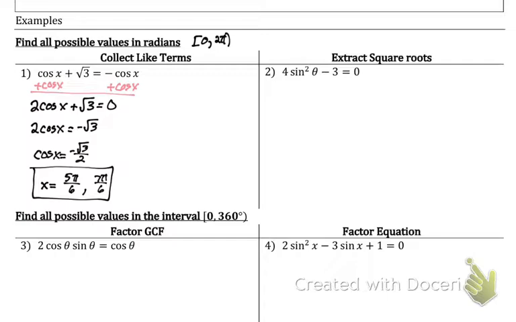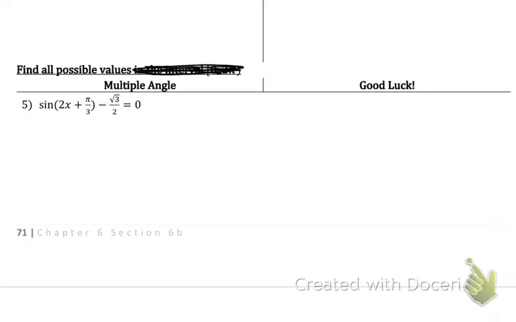Because I added the interval 0 to 2 pi. If you look at, I'm going to change this very last one to be all possible values. So I'm going to scratch it off on this one. So that way we have both examples on one sheet.